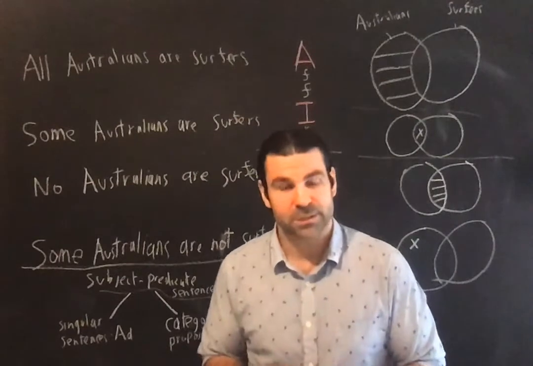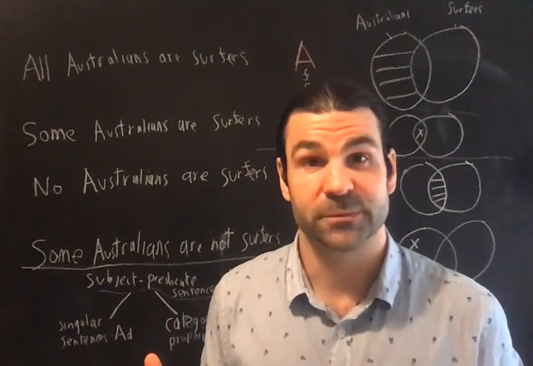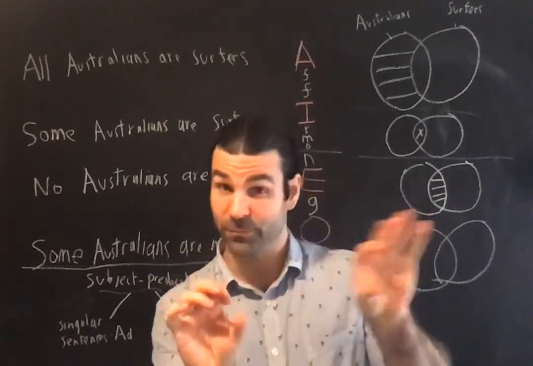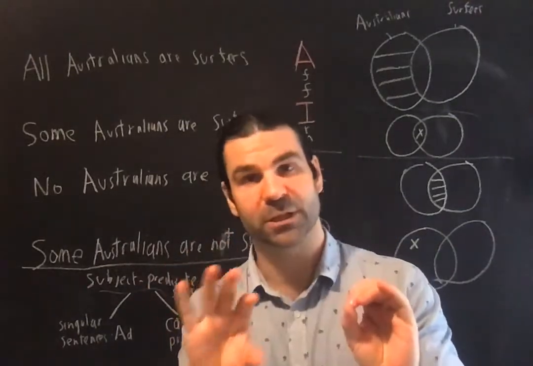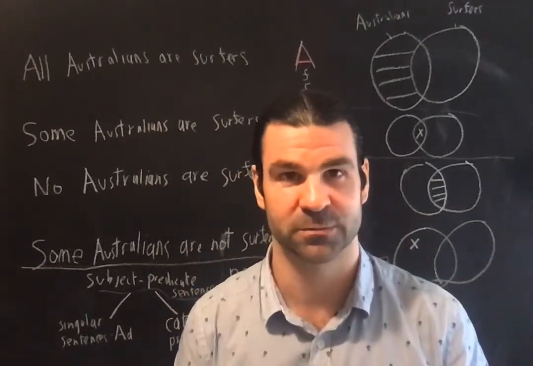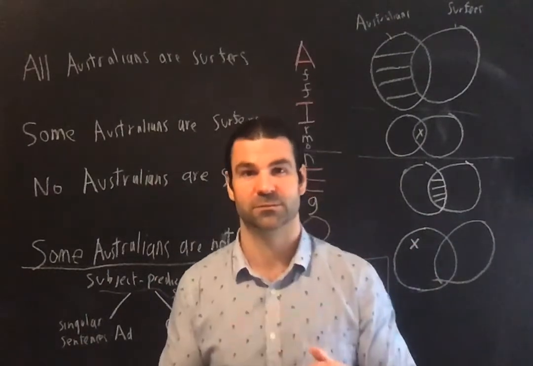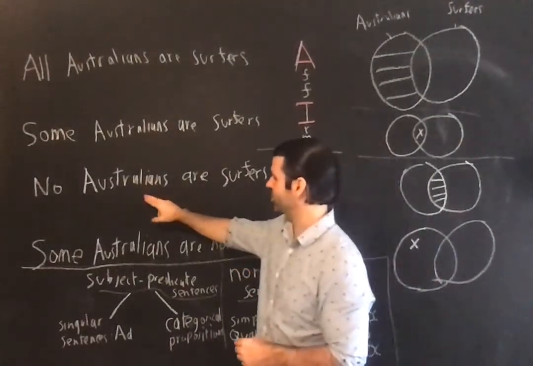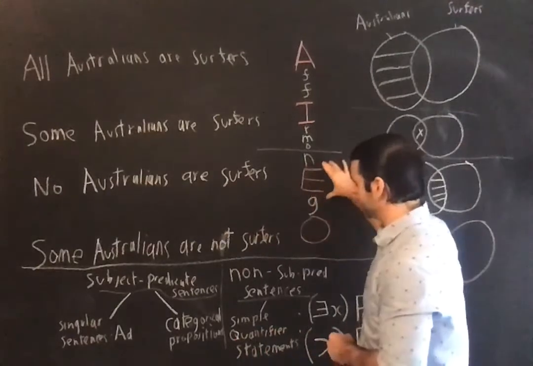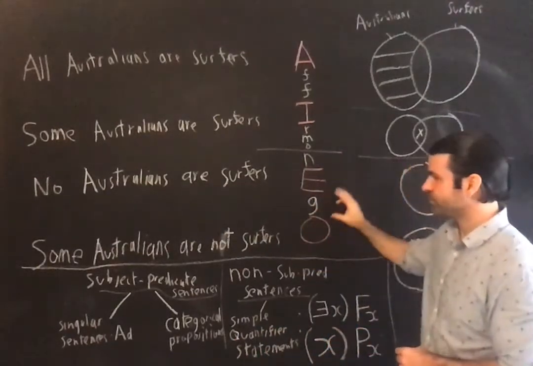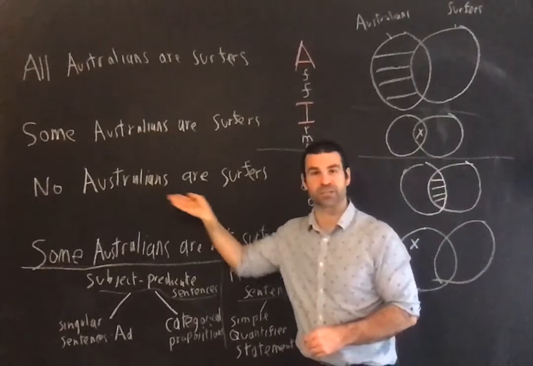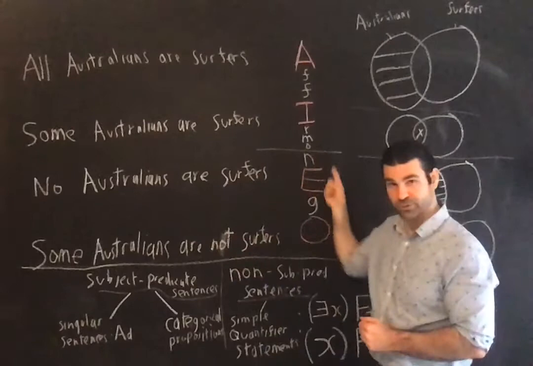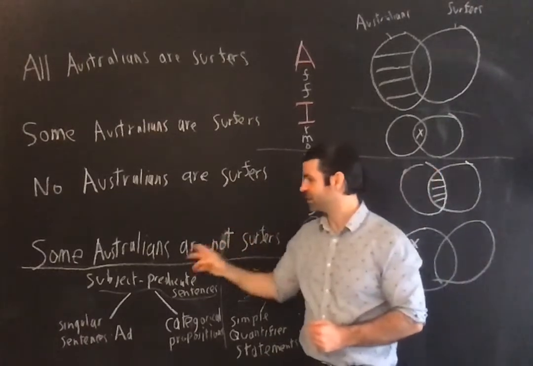But what kind of categorical is it? Well, it's universal exclusion. I'm saying if you're in the subject class, if you're an Australian, then all of them are excluded from the class of surfers. No Australian is a surfer. No Australian is a surfer, right? All Australians are not surfers, right? So no Australians are surfers. It's going to be the E form. Finally, you've got to be able to see this and think that's a universal exclusion. And that's going to get you to the right letter. I'll say in a minute.